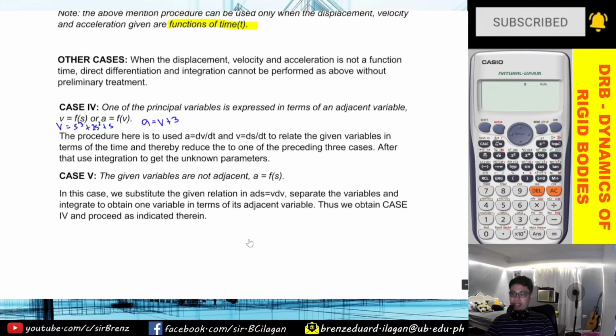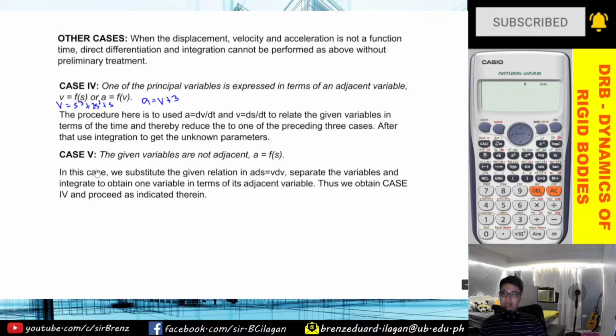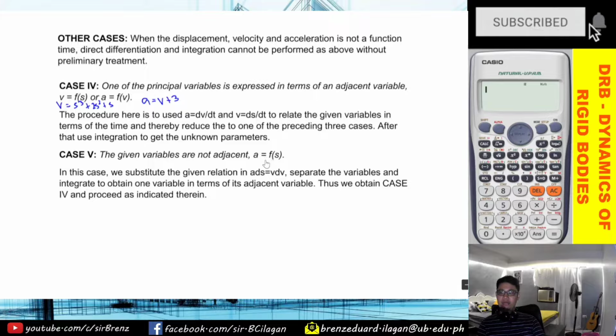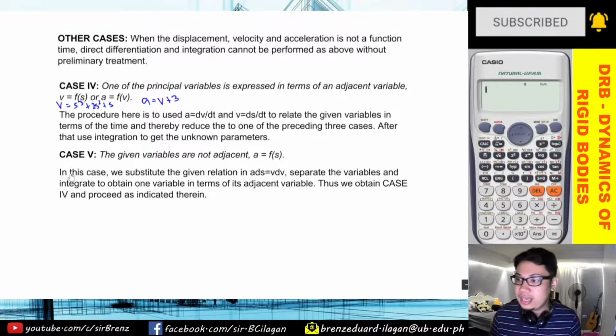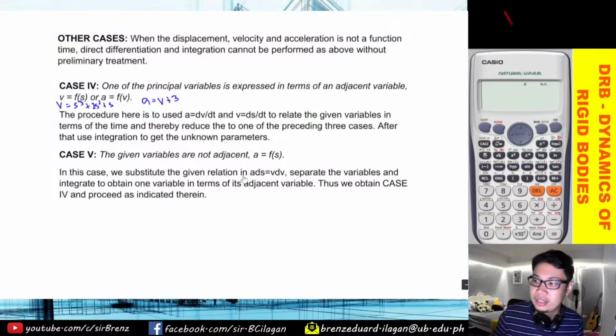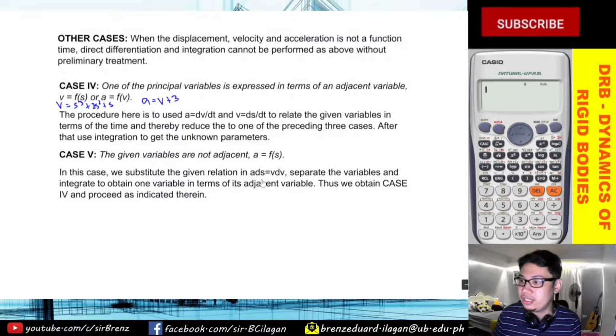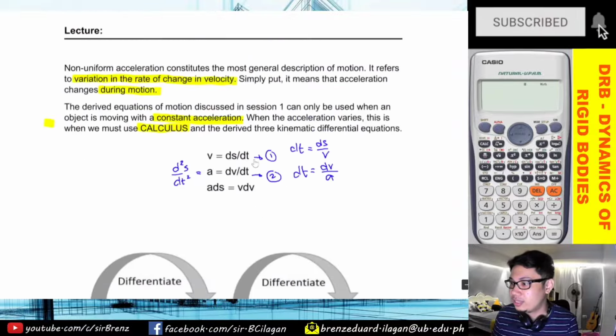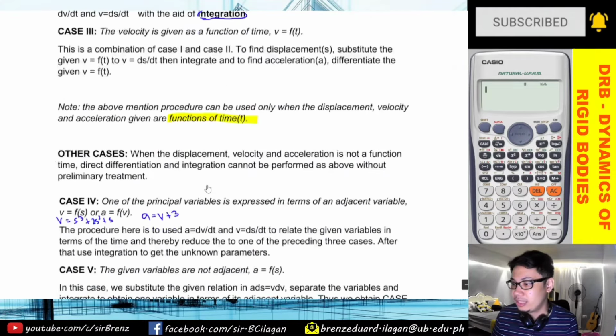So again, last case. This is case 5. So the given variables are not adjacent, hindi katulad sa case 4, where acceleration will be given as a function of s. So ano ba yung gagawin natin kapag ganitong case 5? In this case, we substitute the given relation in a ds = v dv. So guys, kung maalala, ito yung equation na nag-derive natin using these two equations. So ito yung gagamitin. Ano ba sabi doon? a ds = v dv.